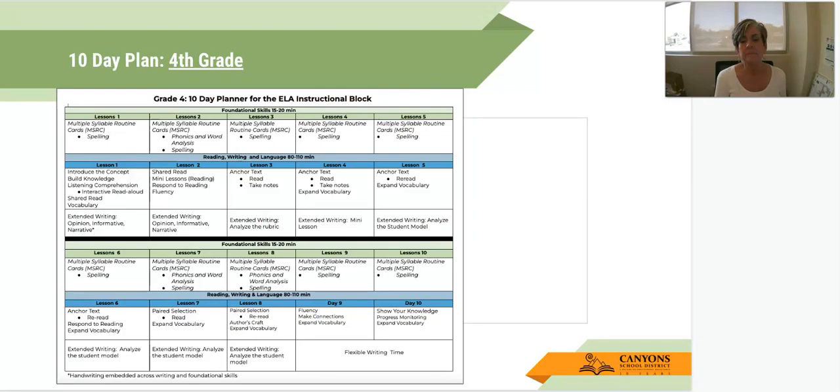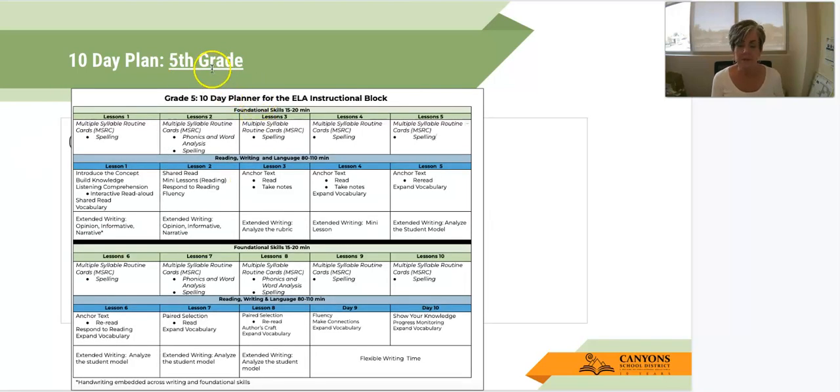Here we have the 10-day plan. So take all of those ideas out of the unit plan and now put them, what is it going to look like over that 10-day teaching sequence? So here you have the example of the 4th grade if you click here. Here you have the example of the 5th grade if you click here. And let's look at the 5th grade.